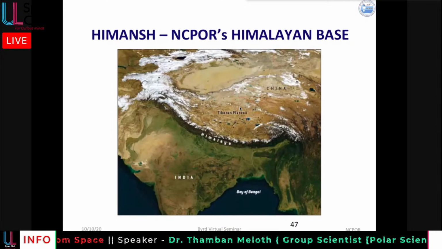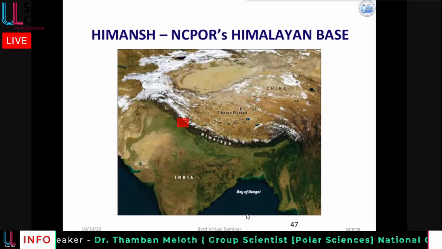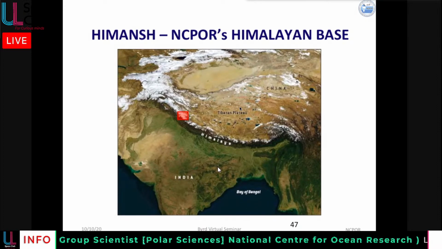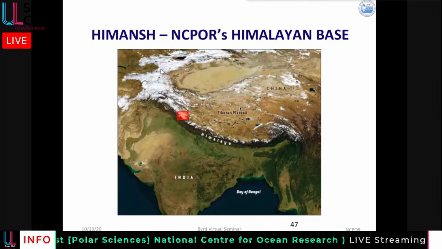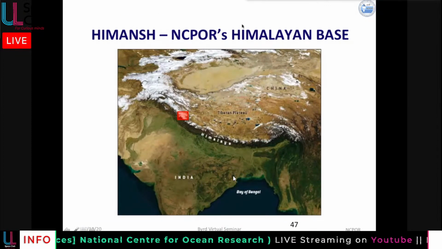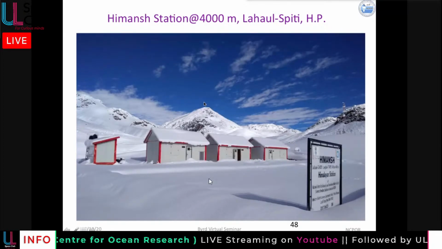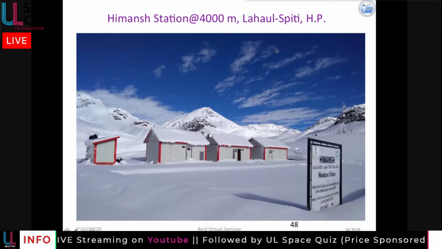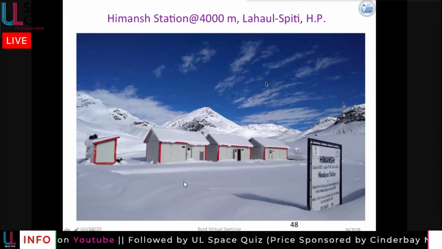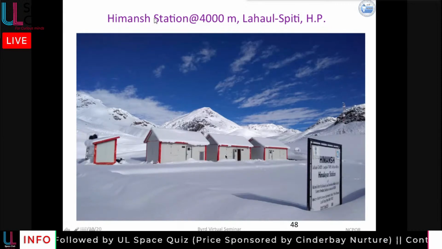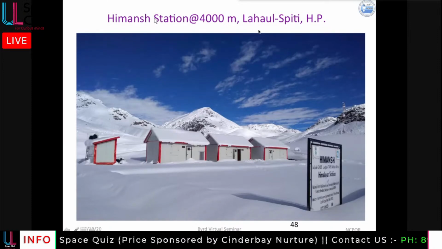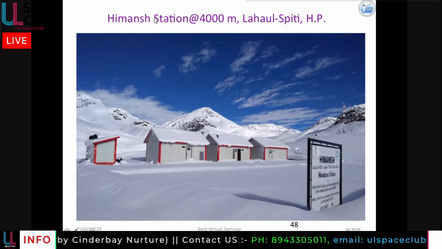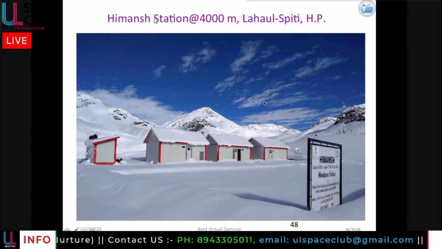And NCPOR also started its Himalayan research in 2015, because the Cryosphere is considered a single entity which we should understand together rather than in compartments. So we have a station called Himansh, about 4,000 meters in the Lahaul-Spiti region. If anybody has been to Manali or to Leh, this is along the Manali-Kaza route, about 100 kilometers from Manali, close to the Chinese border. The station is built around 4,000 meters altitude, and provides the facility for most of the glacier work over there.